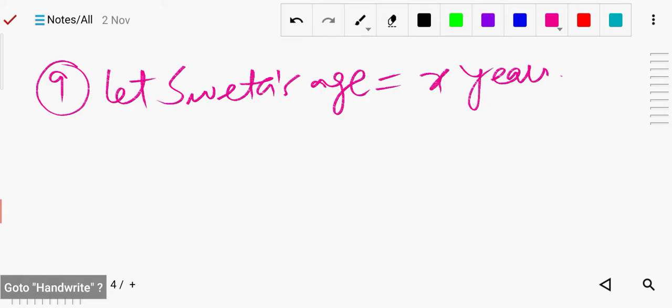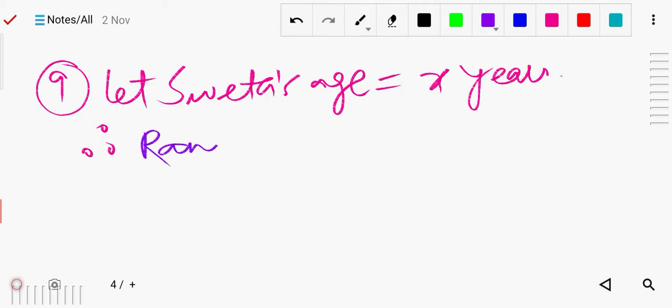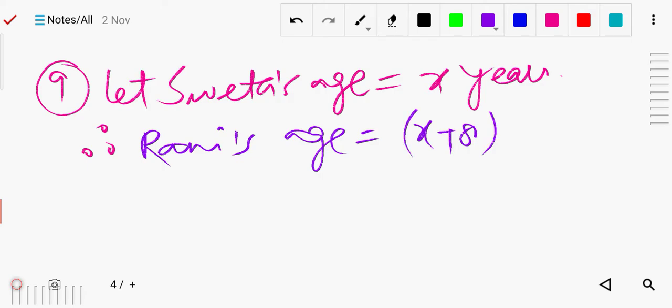Now if Sweta's age is x years, what will be Rani's age? Rani's age will be x plus 8, because Rani is 8 years older than Sweta. How many years older? 8 years. That's why x plus 8. So Rani's age will be 8 plus x, because she is older than Sweta.